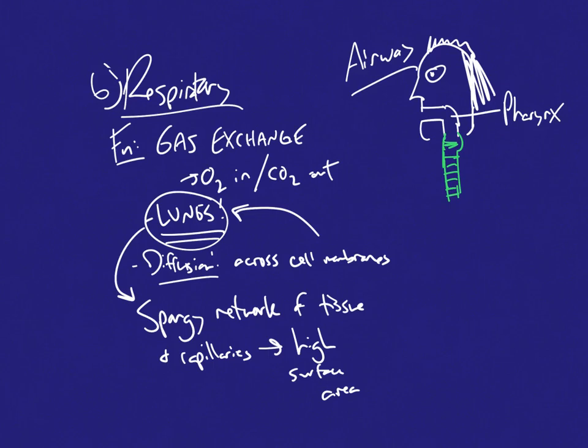Right? And so you can feel this in your neck, and what you feel is called your larynx. Males tend to have a more accentuated larynx. It's the Adam's apple, right? But the larynx is where your vocal cords are. It's how you produce sound.